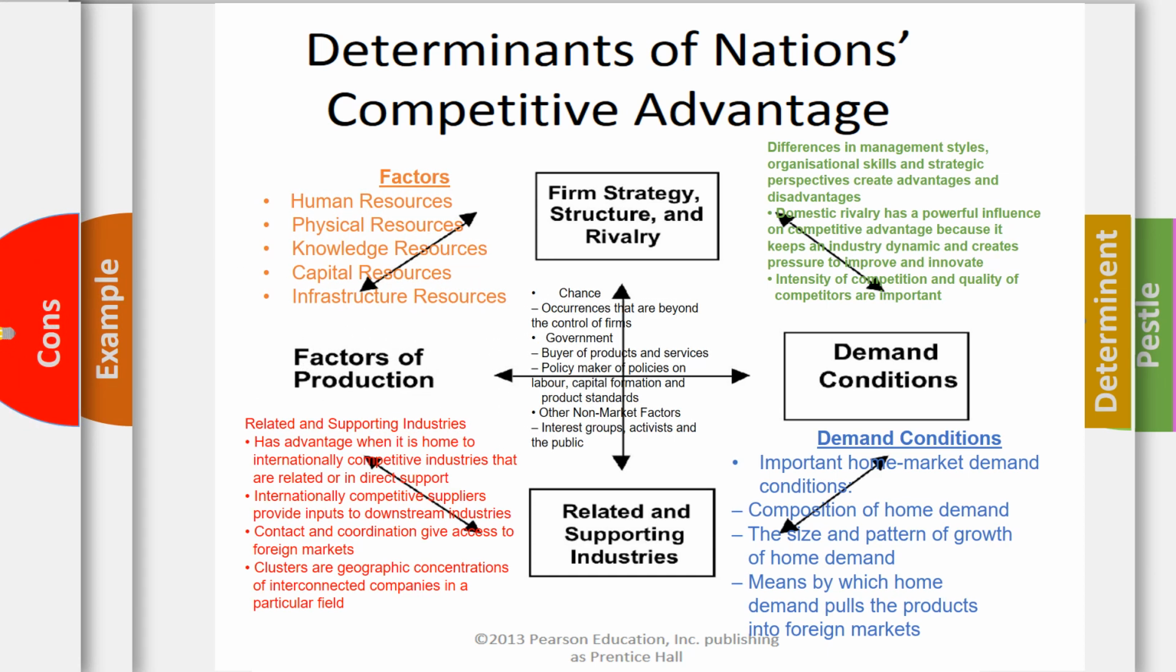Another determinant of a nation's competitive advantage is the political side, which is outside of the company's control. When we look at the government, what is the government of that country doing in terms of being a buyer of products and services, and a policymaker on labor, capital, information and product standards? How much does the government tax specific industries, and what kind of subsidies may they give to industries to help them be more competitive? All these can give a firm, industry or market sector within that country a competitive advantage, because it's supported indirectly by the government.